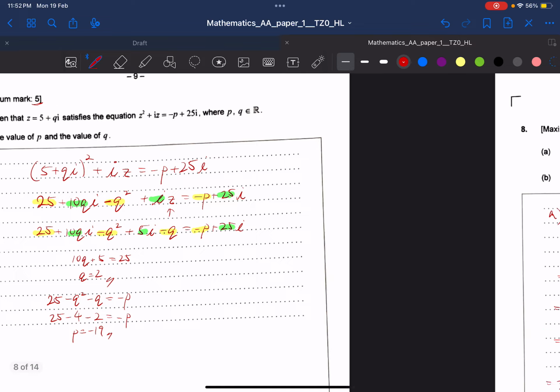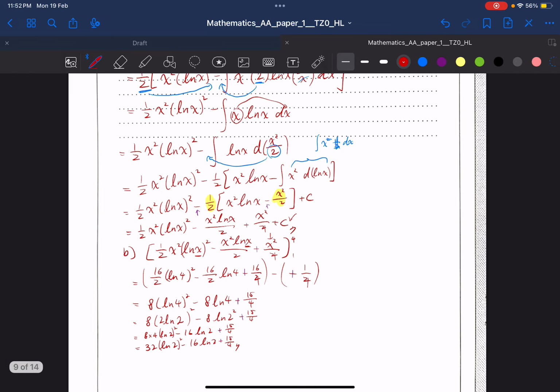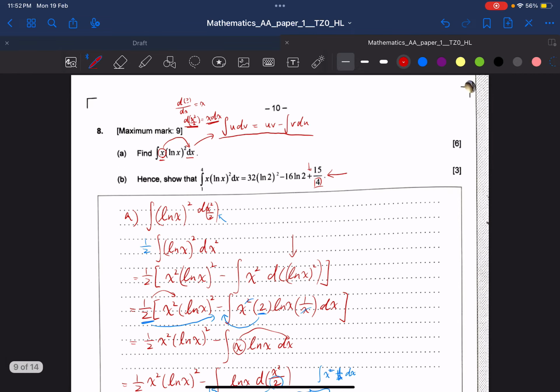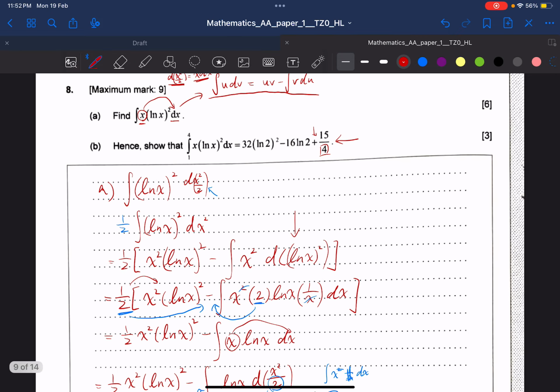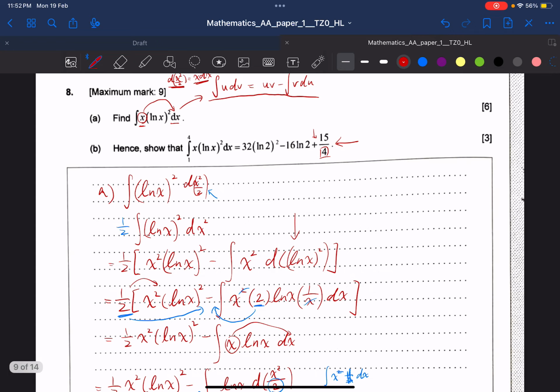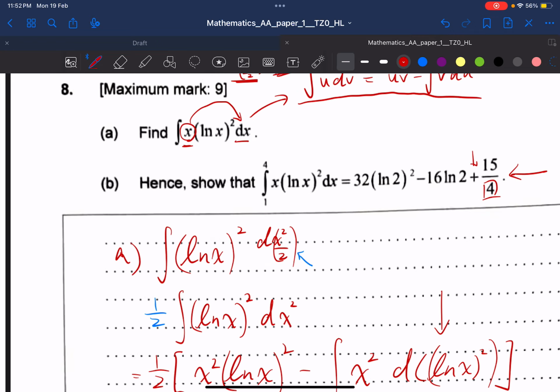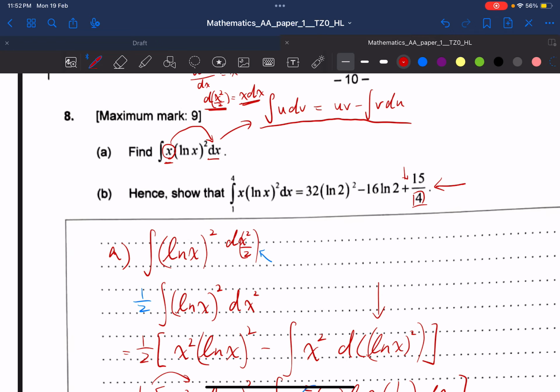And then this one, just make sure you don't have any silly mistakes. Just compare real and imaginary part. This one's the more challenging one. I think maybe half of the students might not be able to do this one, because this is integration by parts, but this is not a trivial one. Some of them might just use substitution here, but it will not work.